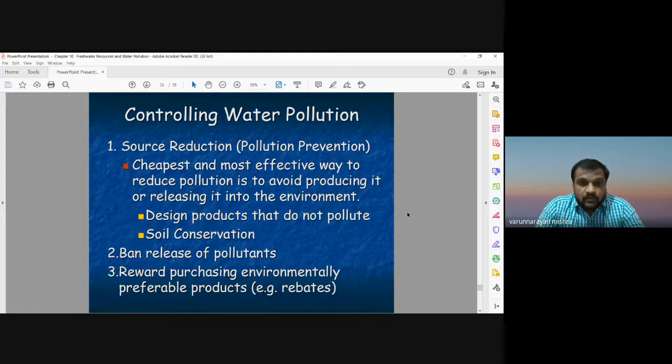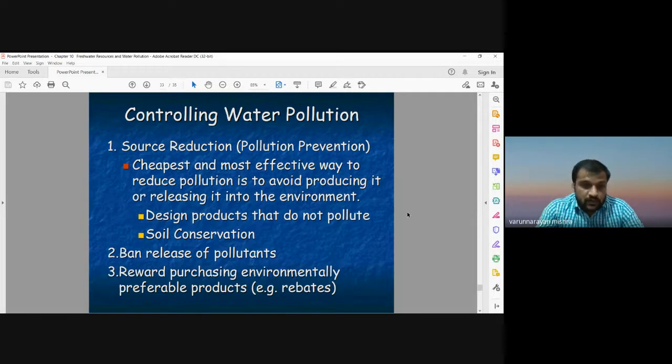So how to control water pollution? How we can control this water pollution process? So the first we should reduce the source of the water pollution. There may be the pollution prevention. We should work on the cheapest and most effective way to reduce the pollution, which is to avoid producing it or releasing it into the environment. We should work on the reduction of the source that is responsible for the water pollution. We should work on the designing of the products that do not pollute the water.